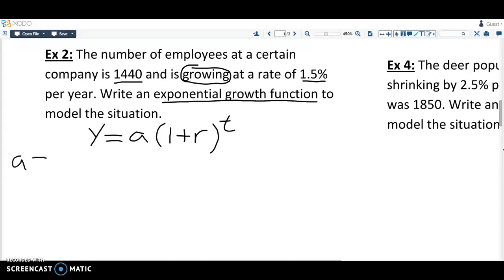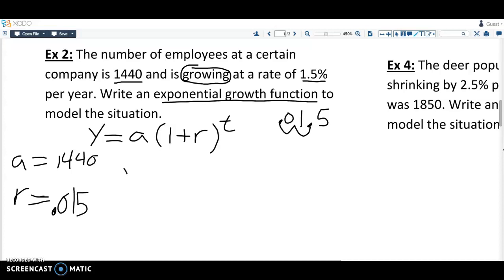Well, what is my A? 1,440. And what is my R? Well, R, it looks like, is 1.5%, but again, I cannot leave it as a percentage. So I take 1.5, I move the decimal over 2 places, and then I fill in that 0. And so my R is 0.015.